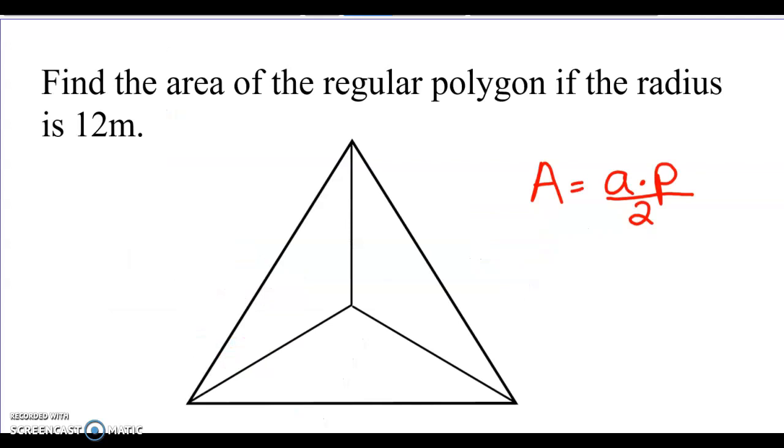All right. On this one, we are finding the area of our triangle here. We know the radius is 12, so all of these guys are 12s. Do we know the apothem or the perimeter? No, we don't know either of them, so we have to find them.